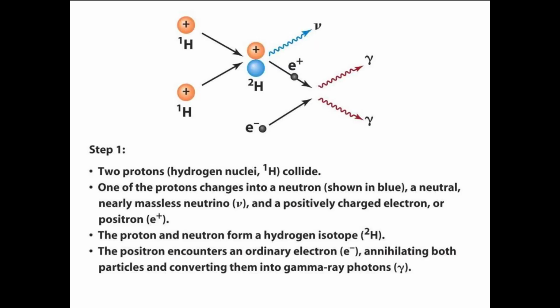Here's a picture of that first step in the process. The orange balls are protons. They've got a plus sign in the middle of them. The blue ball that's the same size represents a neutron. And the picture also shows what happens to the positron. It meets up with an electron. That's an e with a little minus sign on it. And the two annihilate each other, and two gamma ray photons are produced.